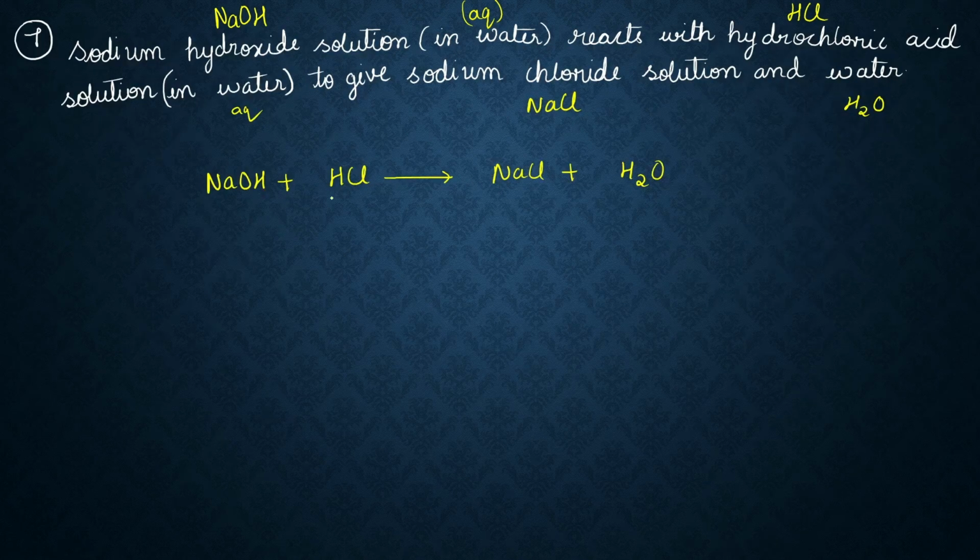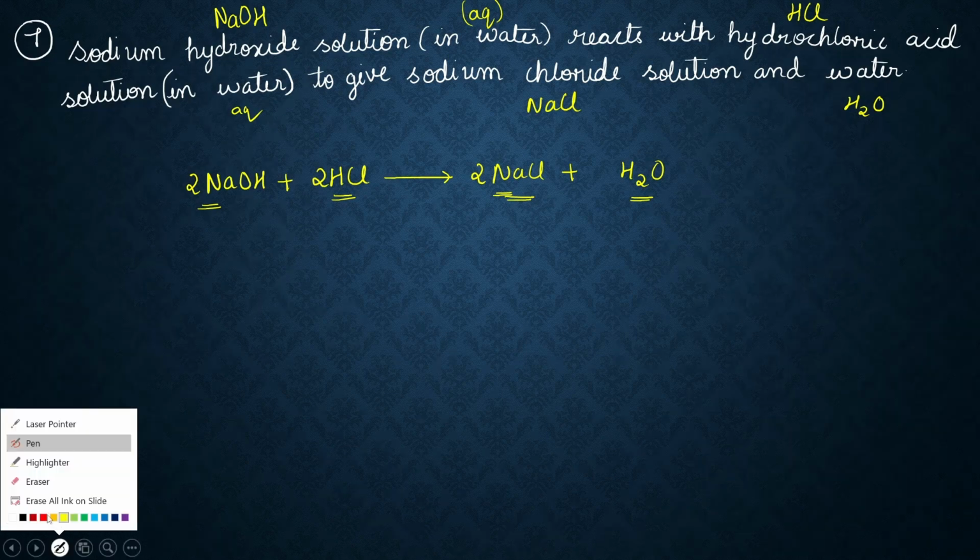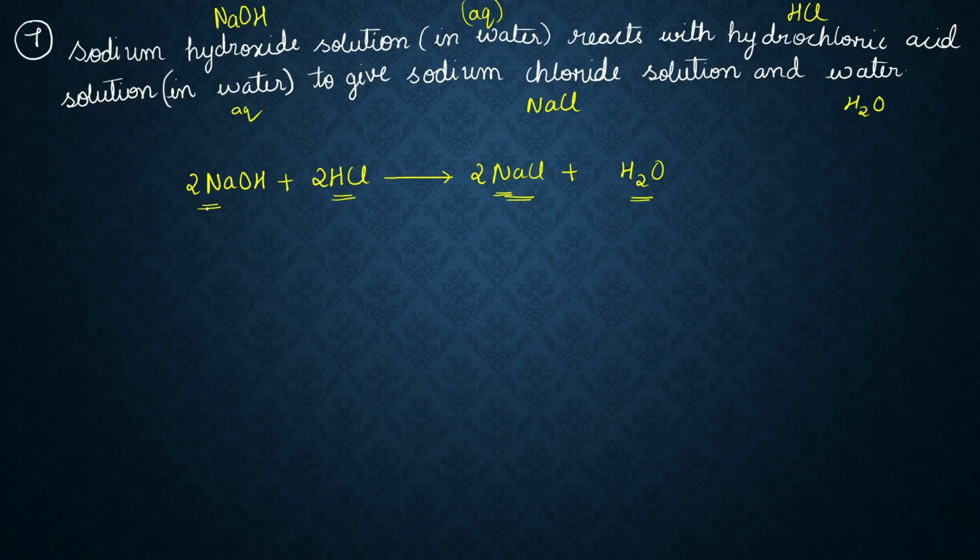So now if you observe here, the number of hydrogen on the reactant side is 1, but on the product side it is 2. So I'll multiply by 2 on the reactant side. Now the number of chlorine is 2, but on the product side it is 1. So I'll multiply here by 2. Now the number of sodium is 2 on the product side, but it is 1 on the reactant side. So on the reactant side I'll multiply sodium hydroxide by 2. Now I think my equation is balanced, so let me confirm. No, it is not yet balanced, I guess.